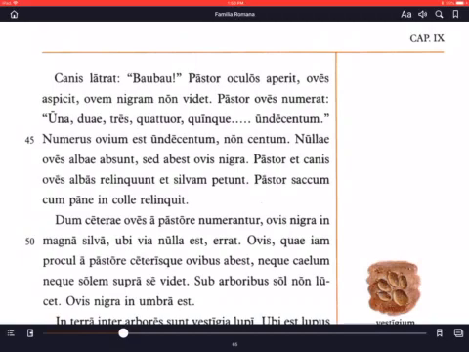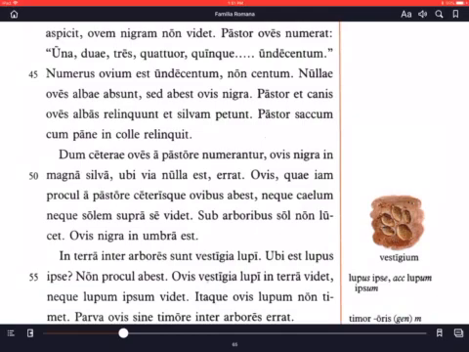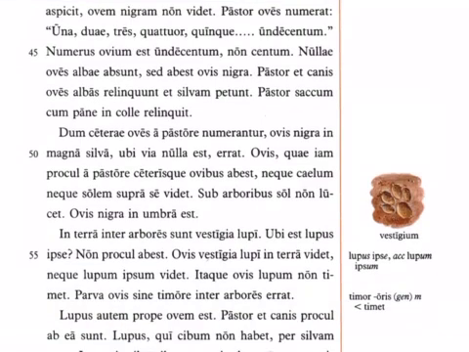Pastor et canis oves albas relinquunt. The shepherd and the dog leave behind the white sheep. Et silvam petunt, and they seek out the forest. Pastor saccum cum pane in colle relinquit. The shepherd leaves the sack with bread on the hill. Dum ceterae oves a pastore numerantur, while the rest of the sheep are counted by the shepherd. Numerantur is a plural passive verb there, right? While the rest of the sheep are counted by the shepherd.